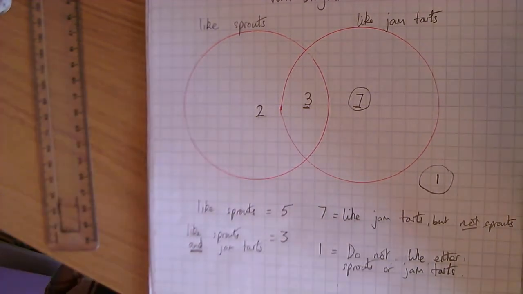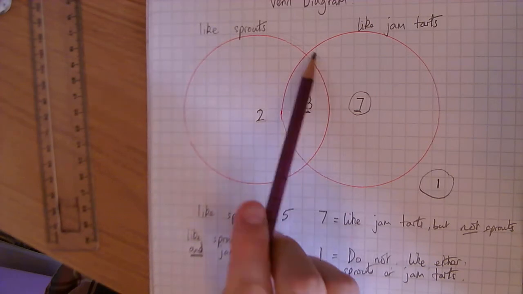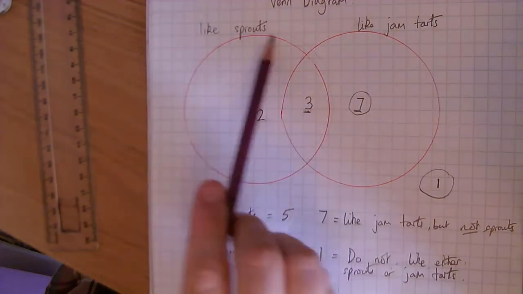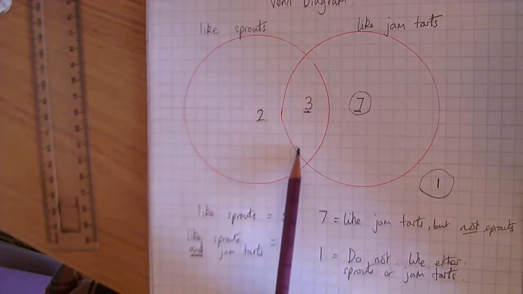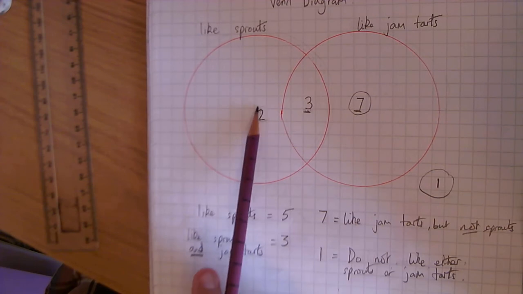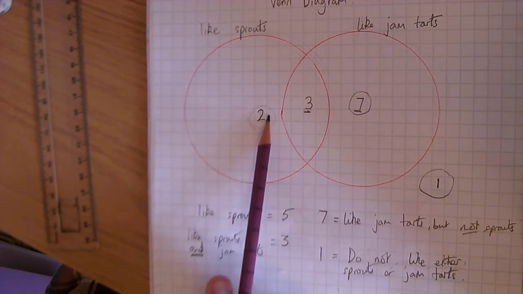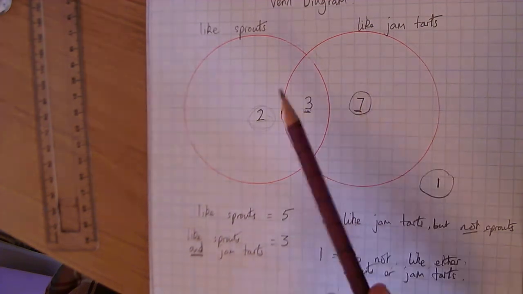So just be really careful how Venn diagrams work. Just make sure you count up the correct information. Work it out carefully. Remember, everything in this circle likes sprouts, everything in this circle likes jam tarts, where they overlap, they like both. On the outside they like neither. This is the people that like sprouts but not jam tarts. This is the people that like jam tarts but not sprouts.